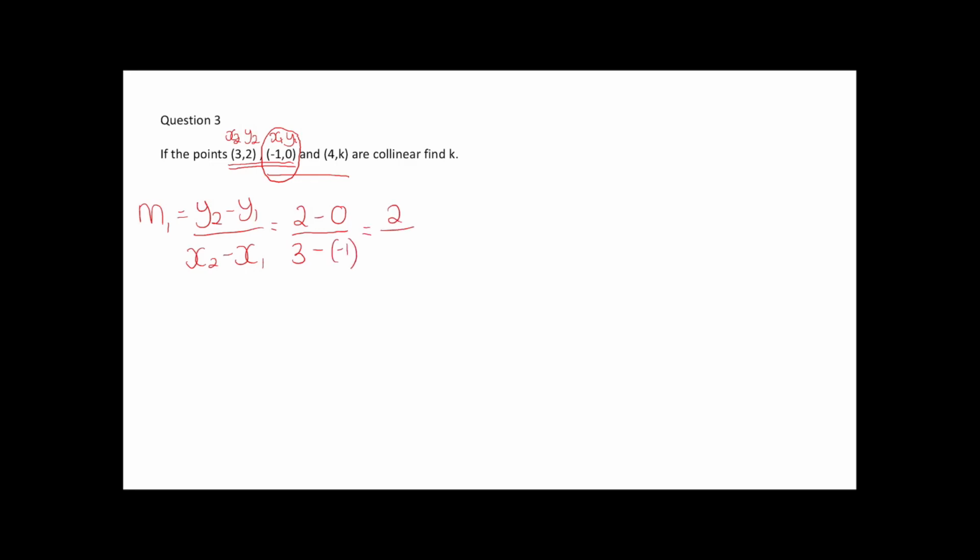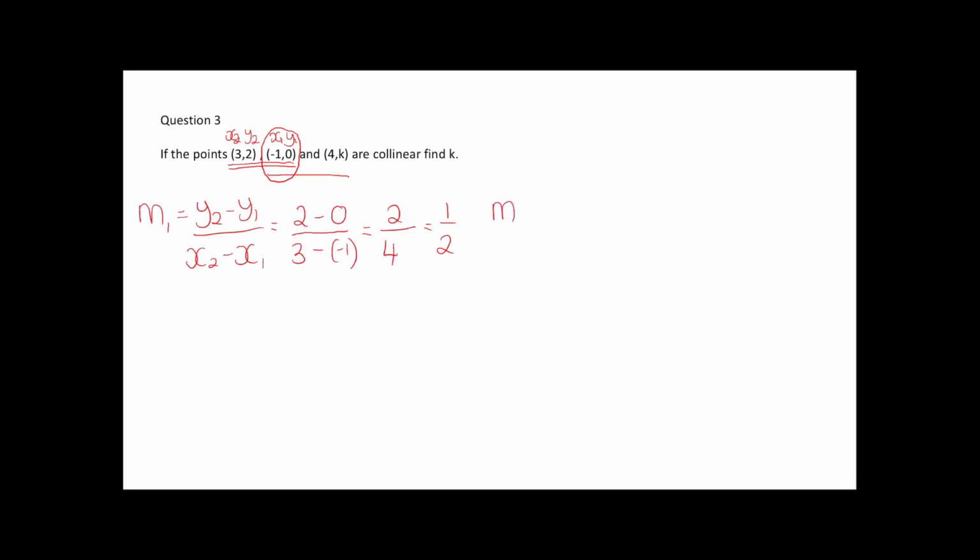2 take away 0 is 2, 3 take away negative 1. If you take away a negative, you add it on, so it gives us 4. Always simplify your gradients where you can. So the gradient of the first 2 points is a half. That therefore means that the gradient of the next 2 points is also going to be equal to a half.